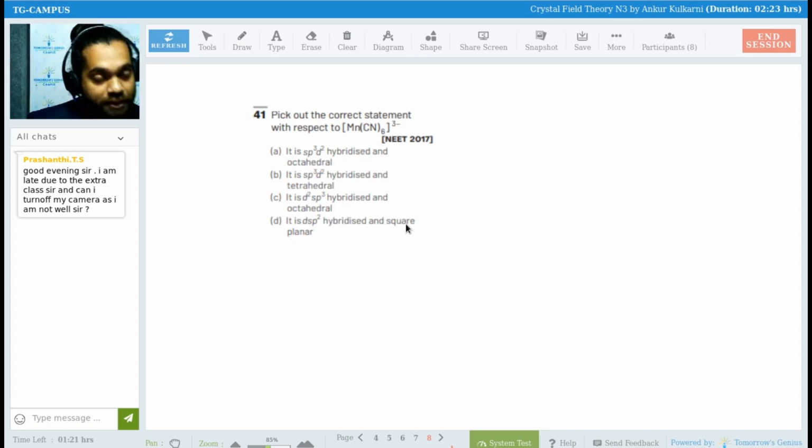D3sp2. Wow, Jason, that is not in the option only. D3sp2, how is it possible? See, that copper example was an exception. Every time it does not happen like that. Okay, Jason, every time it does not happen like that.